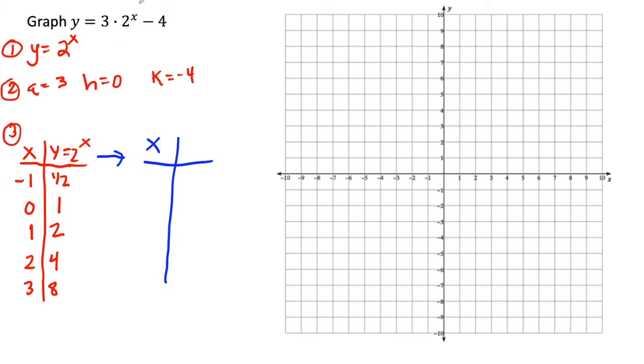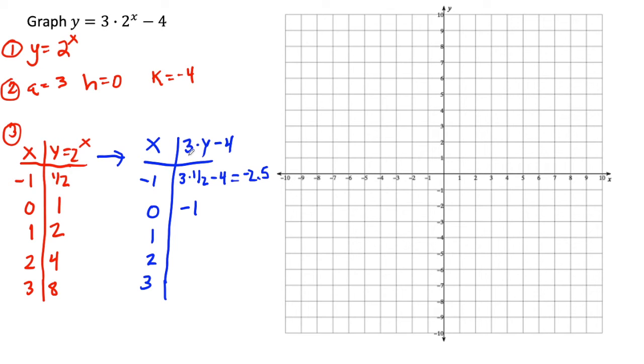Now our x values do not change because there is no h value, so I'm just going to copy those down, -1, 0, 1, 2, 3. Now my y values are going to be 3 times our y values minus 4. So at -1, we have 3 times 1/2 minus 4. So we would be at -2.5. At 0, we're at 1 on the parent function, so 3 times 1 minus 4 is -1.